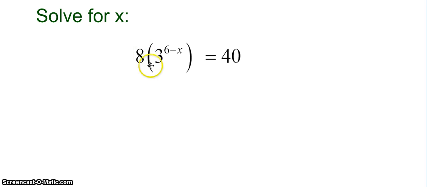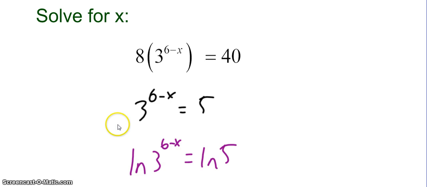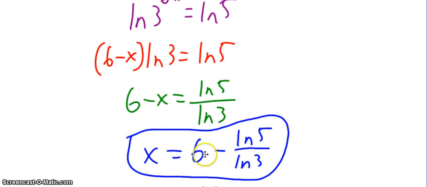Alright, try 8 times 3 to the 6 minus x equals 40. Pause the video, unpause when you're ready to check. So here we end up with x equals 6 minus the natural log of 5 over the natural log of 3.